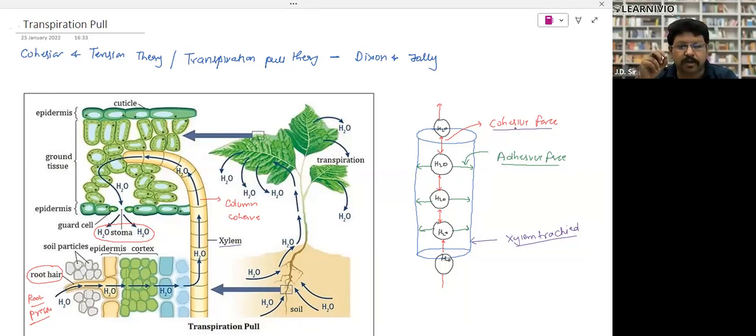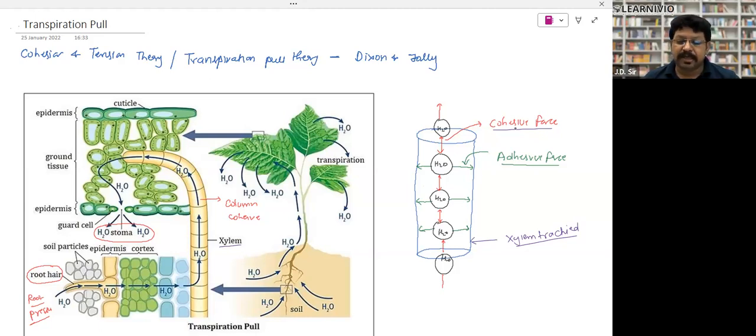This is the same way you put a straw in a cold drink bottle. You start sucking at one end, and a thread-like column of cold drink is maintained within that straw, and that's how we drink that cold drink, right? In the same way, the water column is maintained. Now, the water column does not fall back or slip down under the effect of gravity.